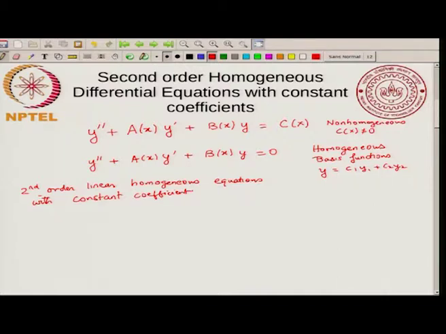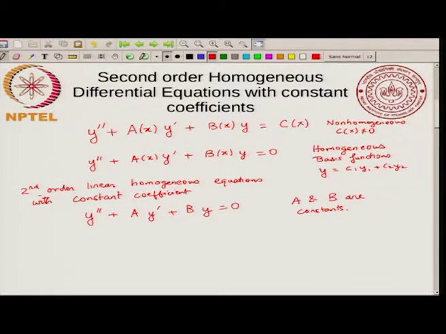So, all you will do for constant coefficients is that you will say this a of x and b of x are constants. These are in general functions of x, but if these functions are constants, then you will get a second order homogeneous equation with constant coefficients. So, you will have y double prime plus a times y prime plus b times y equal to 0. a and b are constants, and obviously y is a function of x. Okay. Now, how do you solve such a differential equation?